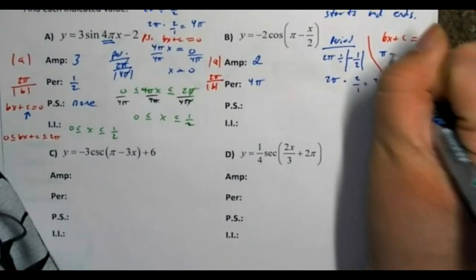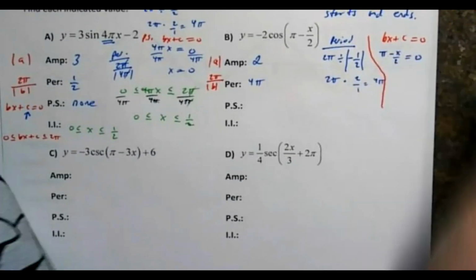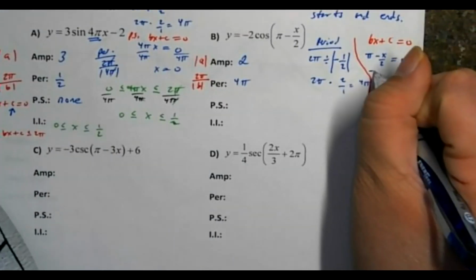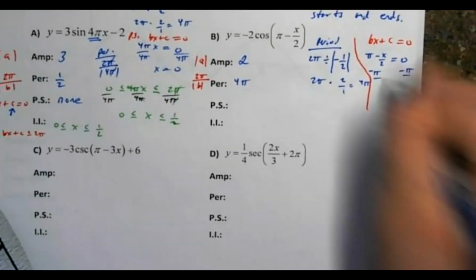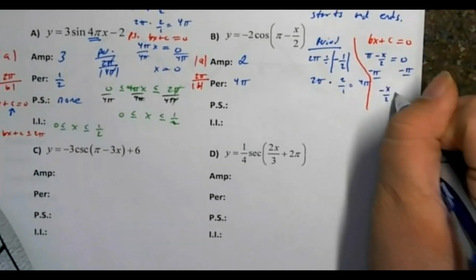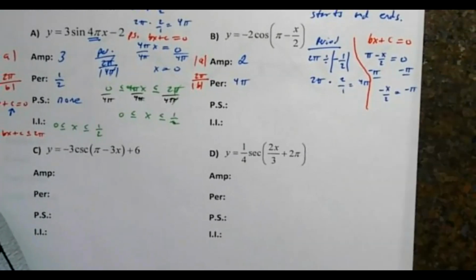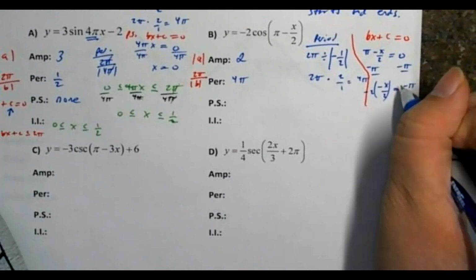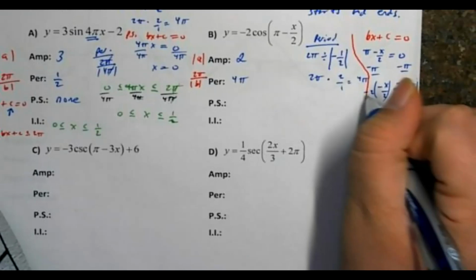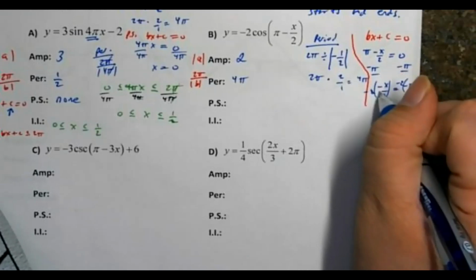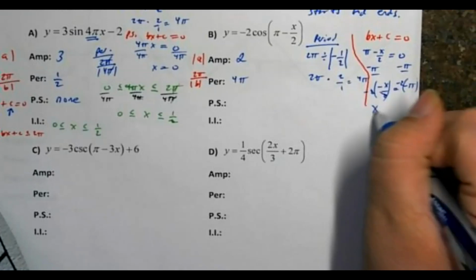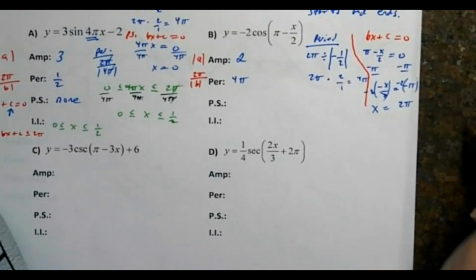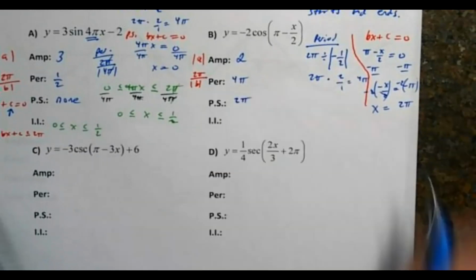Okay, pi minus x over 2 equals 0. Now I want to solve this. So I'm going to subtract pi from both sides. Negative x over 2 equals negative pi. Now I'm going to multiply both sides by negative 2. So the 2's reduce. A negative times a negative is positive x. Negative 2 times negative pi is 2 pi. So my phase shift is 2 pi.